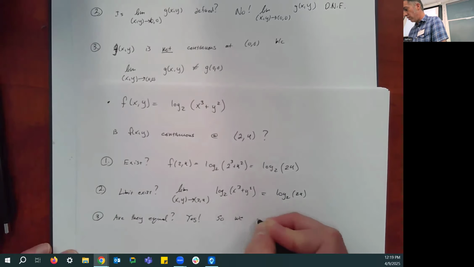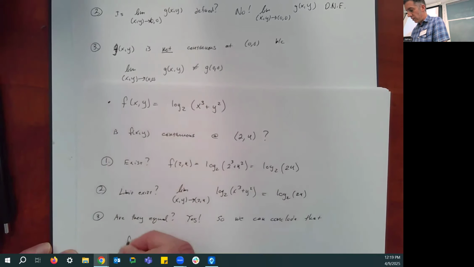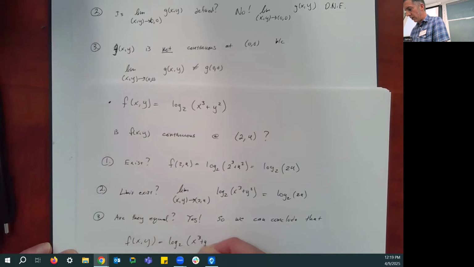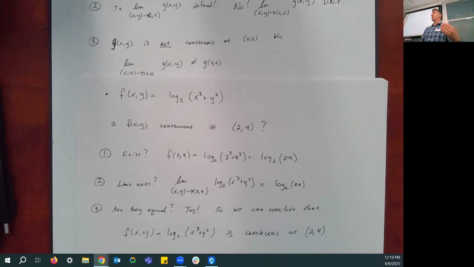So we can conclude that this function, f of x, y equal to log base 2 of x cubed plus y squared, is continuous at that point. Other points, maybe not. Certainly wouldn't be continuous at, say, -1 comma 0, because it wouldn't even be defined there. But that's a really kind of straightforward example of how we could see a function is continuous at a particular x, y input.